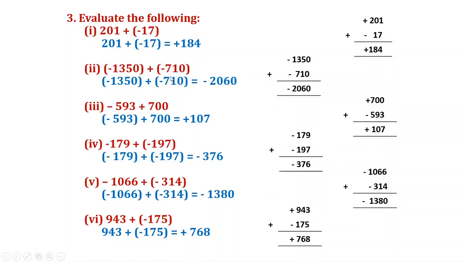Here also addition only. So addition of two numbers which are having same sign, use rule 1. What is the rule 1? Just add them and put the sign which is common to both. After adding 1350 with 710, you will get 2060 and put the sign which is common to both, which is minus. So minus 2060. So remaining problems, you try to solve this by taking the snapshot or making a pause of your video and go to the next problem.